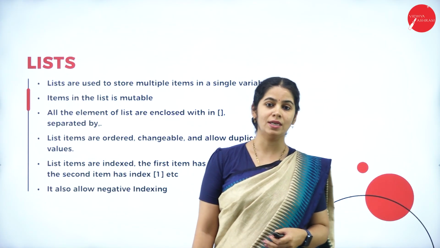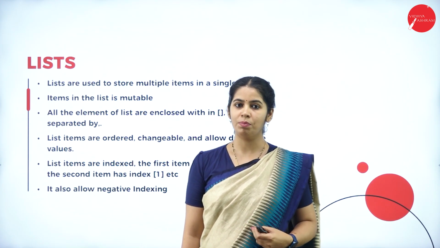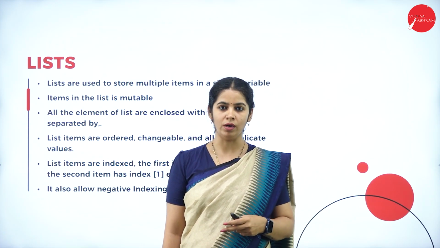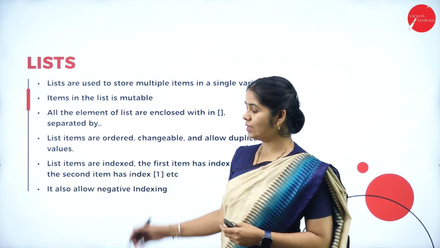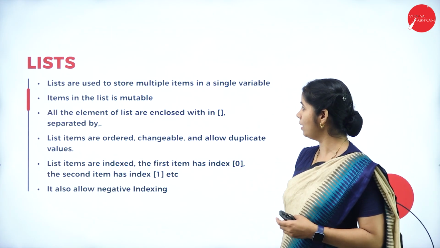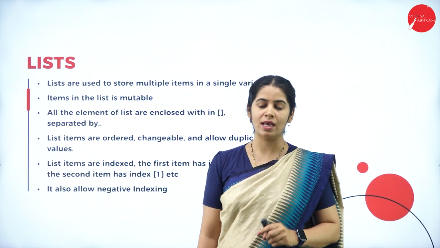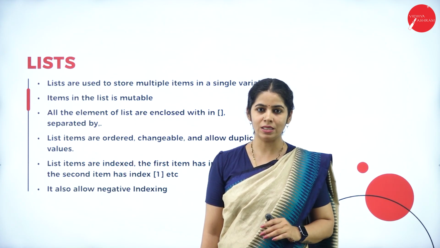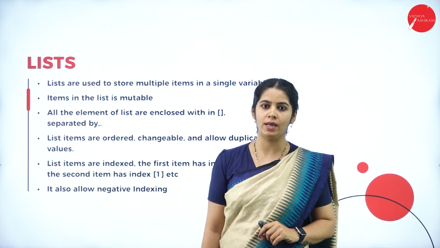We are going to discuss one more data type called list. We have given a brief introduction in unit 1 on what a list is and how a list can be created. So let us see what a list is. A list is used to store multiple items in a single value. It exactly acts as your array. Why is a list used? To store multiple values in a single variable.